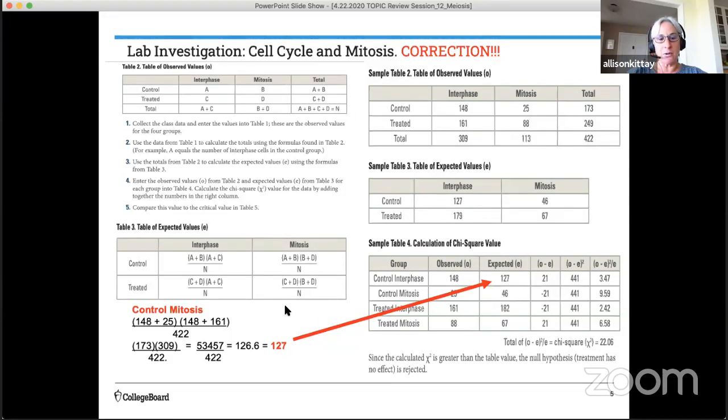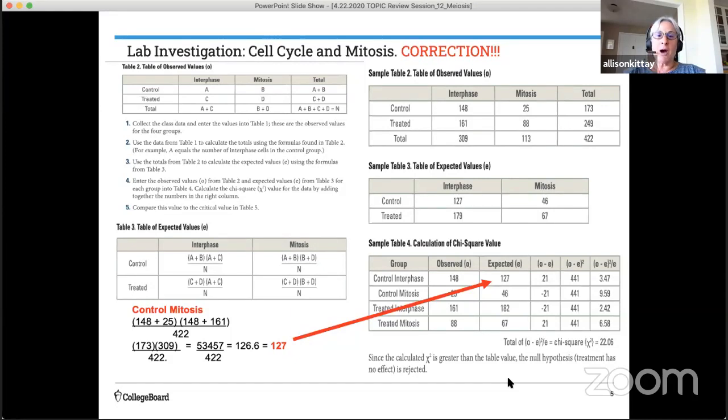If you go through and put all that into your calculator, add it up, divide by the total number of cells, you're going to come out with a value of 126.6, which is rounded up. Use whole numbers when doing your chi-square, and you're going to get 127. And so that is how that expected value is obtained. Go ahead and practice with the control mitosis, the treated interphase, and the treated mitosis.